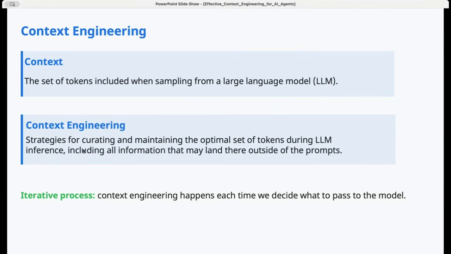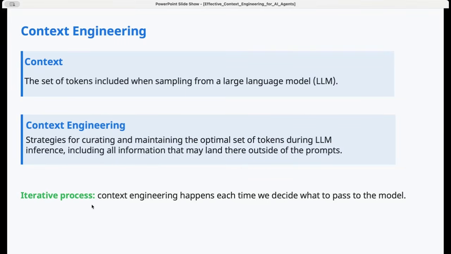Context engineering is about the strategies to curate and maintain the optimal set of tokens. Given the pool of tokens, given all the candidate sources, how can we identify the optimal set of tokens for the LLM inference, including all the information, not just the system prompts or user message, but all the relevant sources, domain knowledge, and tools for the LLM.